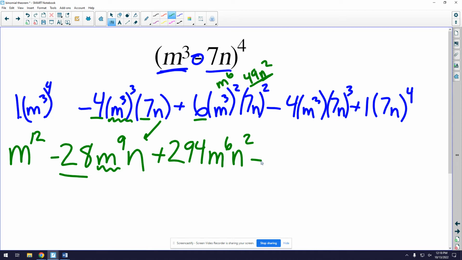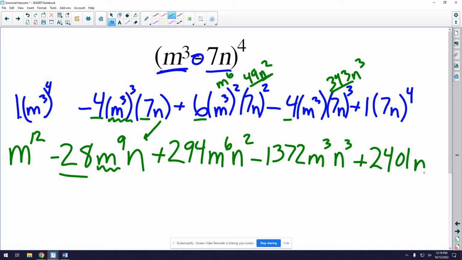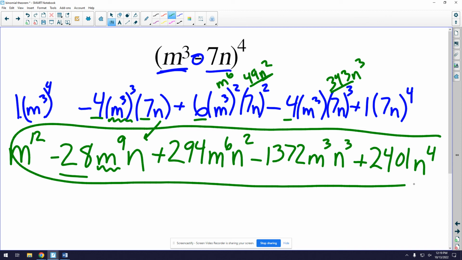7 to the 3rd will be 343 n to the 3rd, but that 343 needs to be times by 4. So that's going to give me 1,372 n to the 3rd, plus 7 to the 4th is 2,401 n to the 4th. There is your final expanded answer.